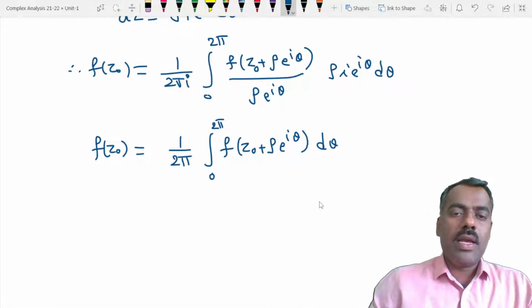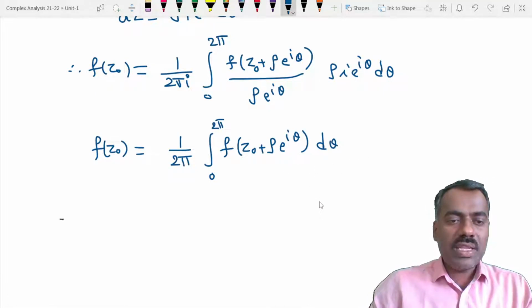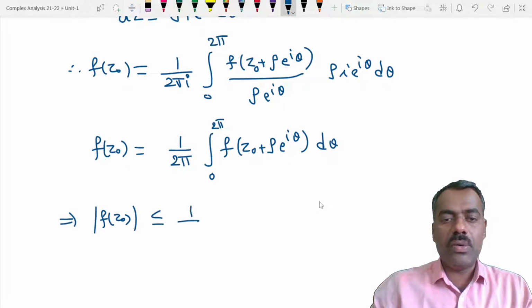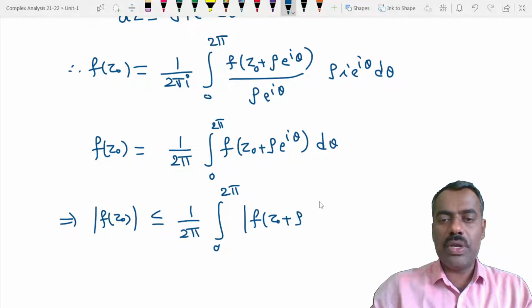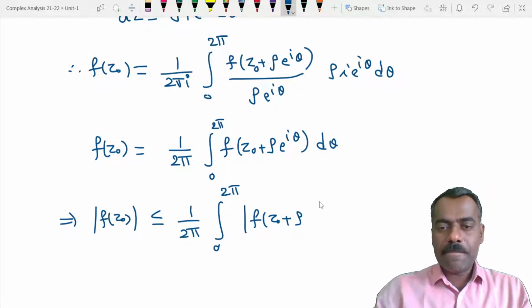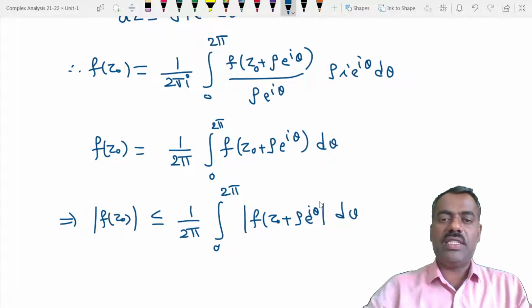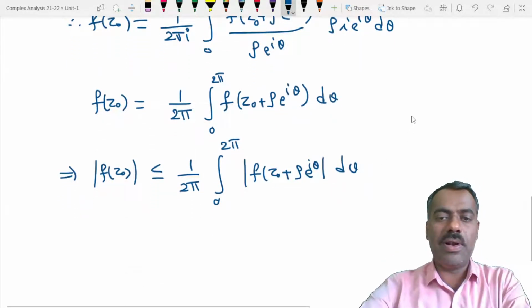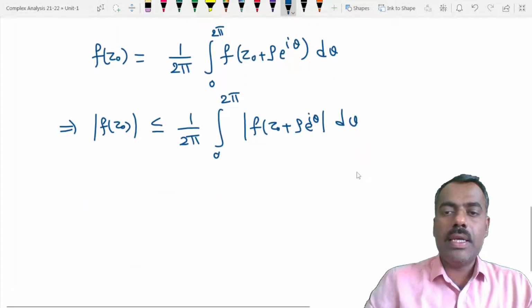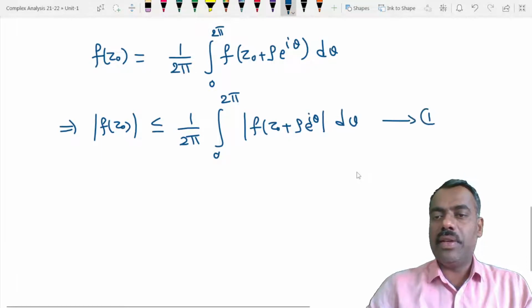On the other hand, this implies |f(z0)| is less than or equal to 1 by 2 pi times the integration from 0 to 2 pi of |f(z0 + rho e^(i theta))|, because the modulus of the integration is less than or equal to the integration of the modulus, which we already proved, right? We can consider this as inequality 1.